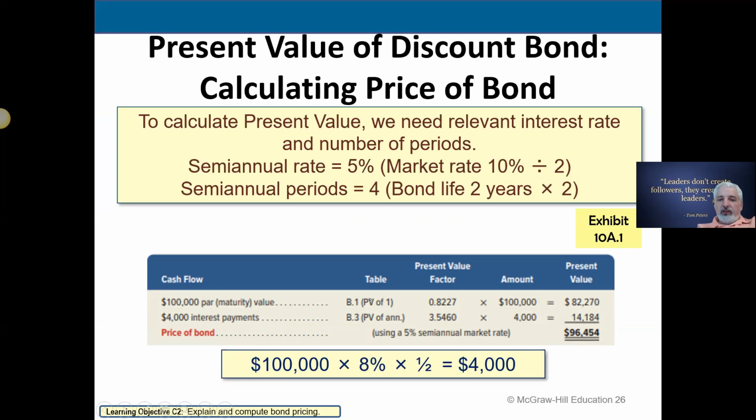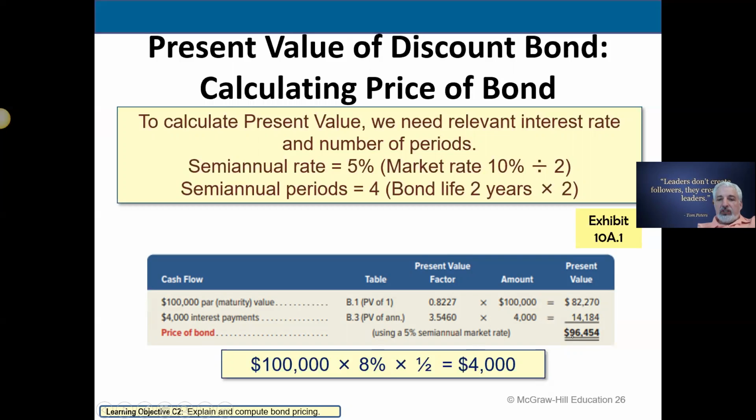Maturity value, present value of one. Interest payments, present value of an annuity by whatever factors. So this $100,000 bond is worth $96,454. Okay. Based on a $4,000 payment, market rate of interest is 10%, bond stated rate is 8%.